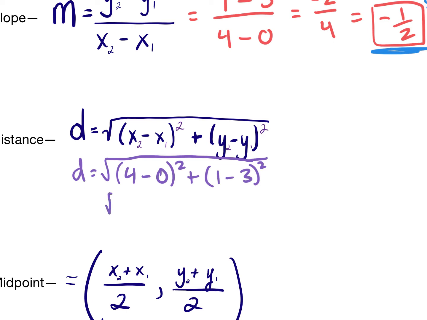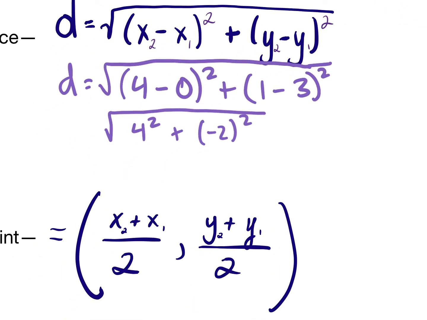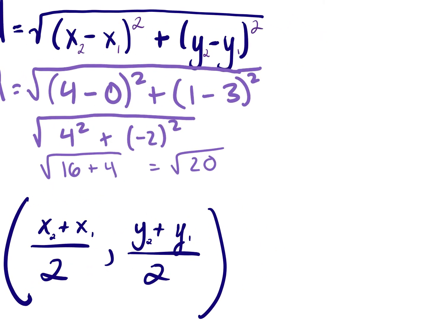Then we simplify. So 4 minus 0 is? So I have 4 squared. 1 minus 3? Negative 2 squared. 4 squared is? 16. And negative 2 squared? 4. 16 plus 4? 20. So I have the square root of 20. Can this be simplified? Yeah.